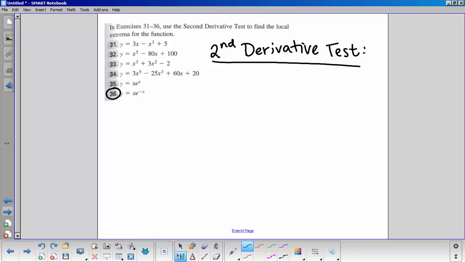If I'm at a critical point, f double prime of a critical point. Now critical point means I have a 0 slope, right? And my second derivative is positive. Where's the only place I can have a 0 slope? x equals 0. At the bottom, right? Which means this is a relative minimum, right?